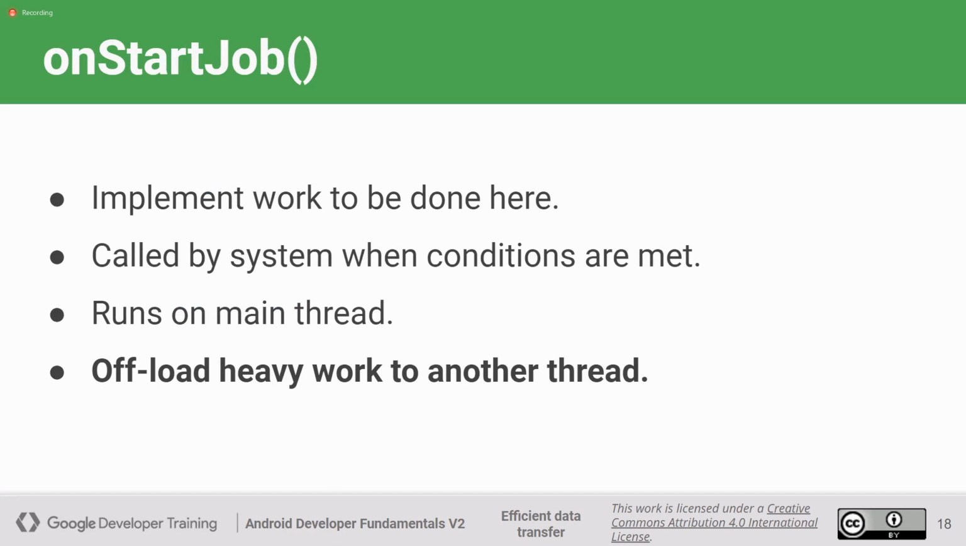Now you may ask me, we want to do networking, which is a long running task. Can't we do it on start job? No, you cannot do it on start job. Instead of writing the code in on start job, you can write similar code in another worker thread. So you have to call that worker thread from this on start job method. Okay, that's how you can do it.